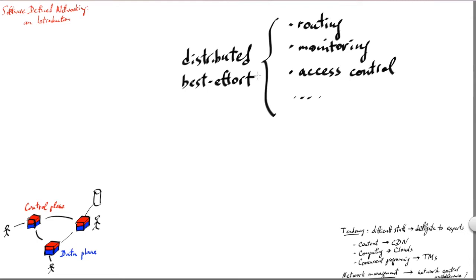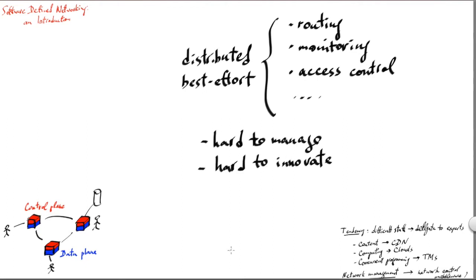The fact that they are distributed and best effort makes it hard to deal with. So the networks nowadays are hard to manage. They're hard to innovate. It's very difficult to introduce new useful features. And respectively, since they are hard to innovate, they are also hard to provide any quality of service guarantees. It is common to say nowadays that the expectations from those networks, especially for most of the computing tasks we now perform, are much higher than the guarantees the network can provide.